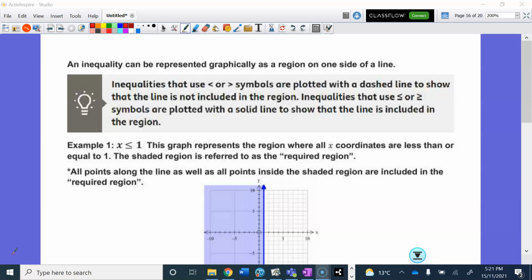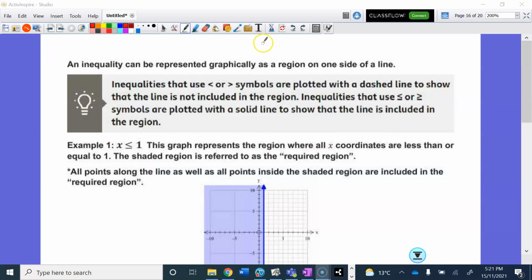So with a less than or greater than symbol, we use a dotted line, and basically all that means is the same sort of thing as the open circle: the line on the graph is not included, but everything else that's shaded in is included. And with the inequalities that use the less than or equal to or the greater than or equal to, we use a solid line, and that's meant to represent that the line is included and also the shaded section of the graph is included.